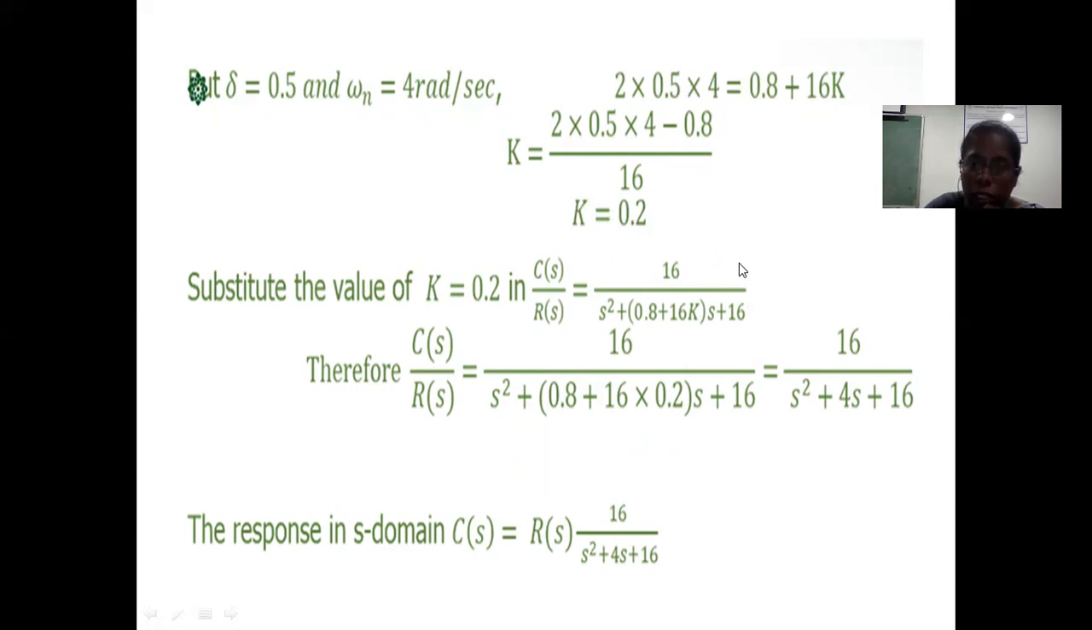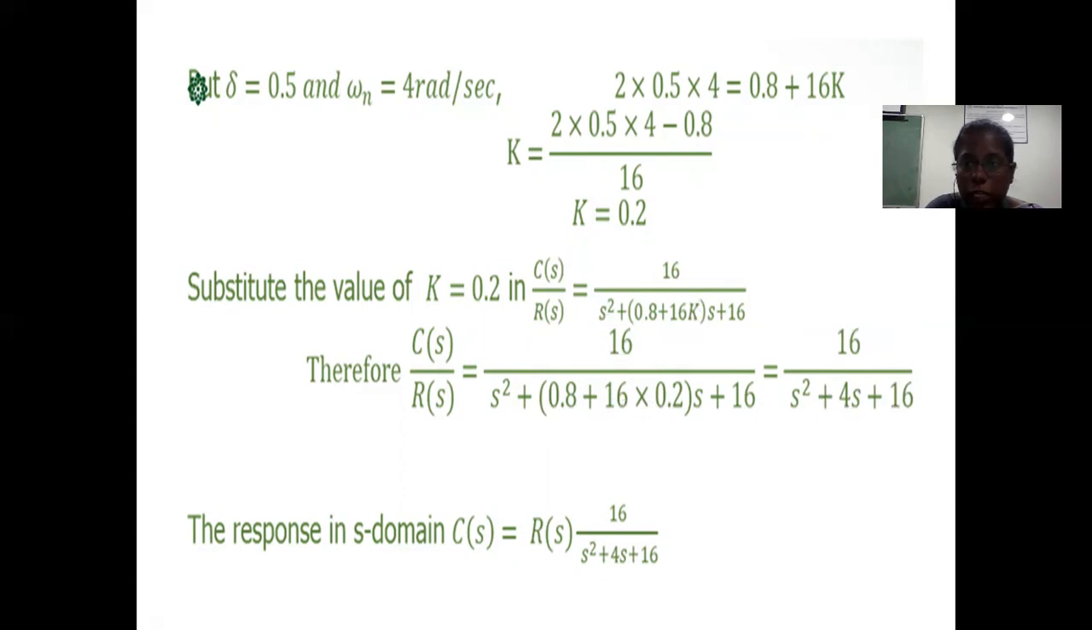Now just go back to the transfer function expression. In that expression, substitute this k value as 0.2. When I substitute this k value as 0.2, I'm getting 0.8 plus 16 into k, where k is 0.2. So 16 into 0.2 will give you 3.2, and 3.2 plus 0.8 will become 4. So actually, this is the transfer function we are getting for the given system after substituting the value of k.